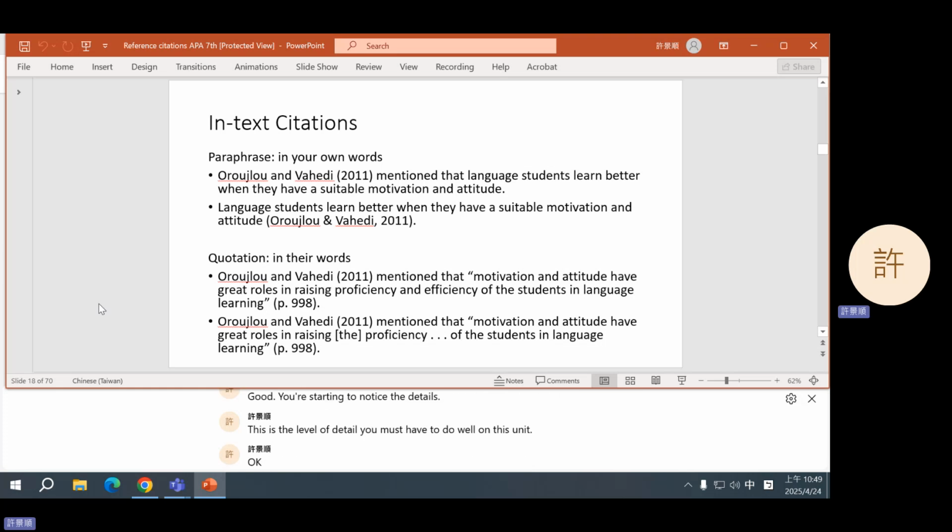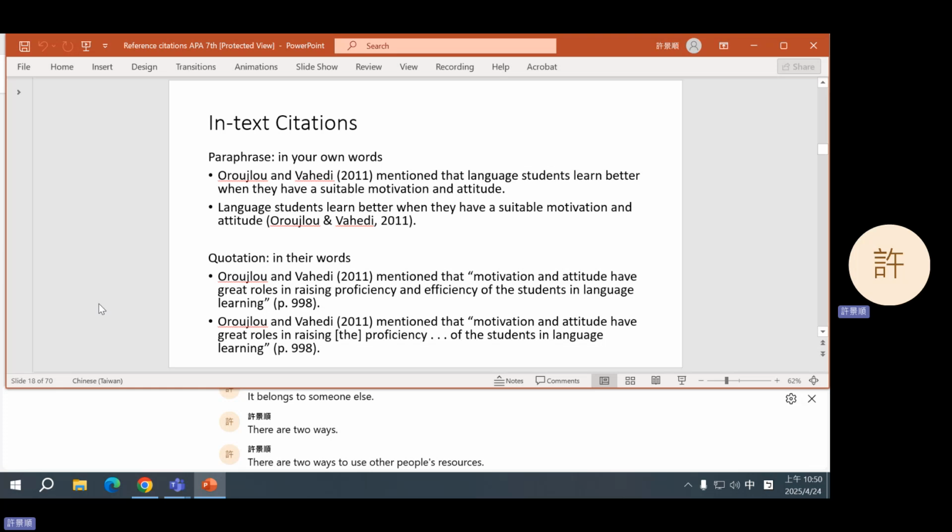Okay, so let's begin with how to do this. As we saw, there are two parts, right? One part is in the middle of your essay, the other part is at the end of your essay. Let's talk about the first part. How do you present the citation tag? In the middle of your essay, how do you tell the reader that this is not your idea, it belongs to someone else? There are two ways.